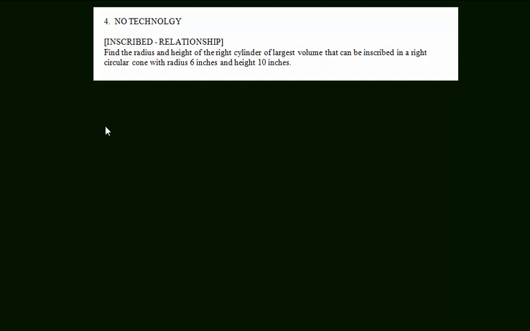Example number 4, another inscribed question. This time we're going to inscribe a can inside a cone. Find the radius and height of a right cylinder of largest volume that can be inscribed in a right circular cone with radius 6 inches and height 10 inches. Let's take a look at that picture.